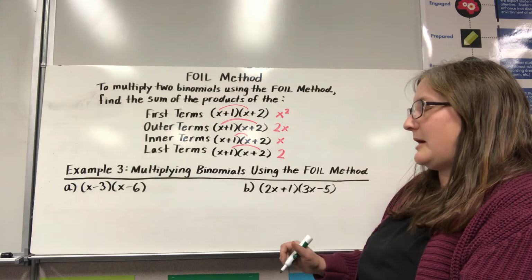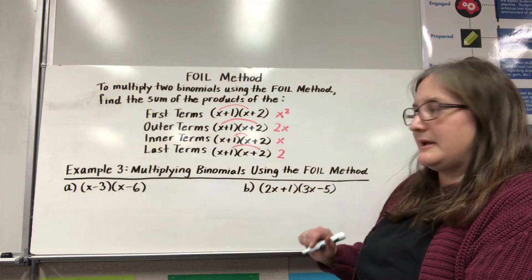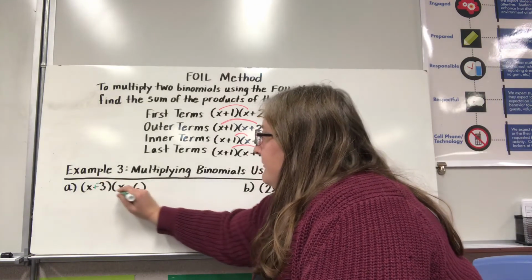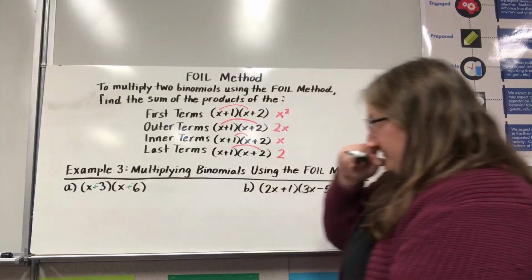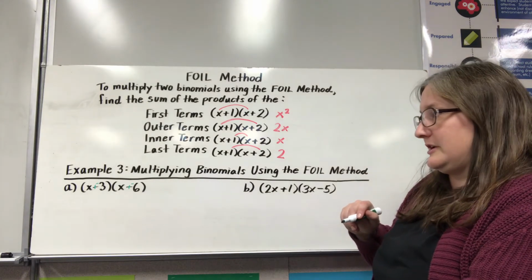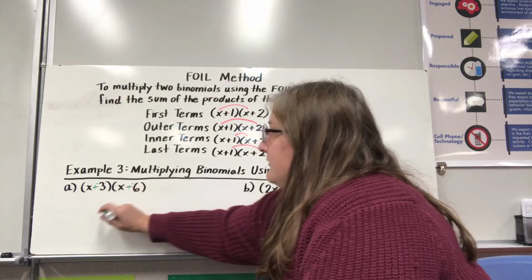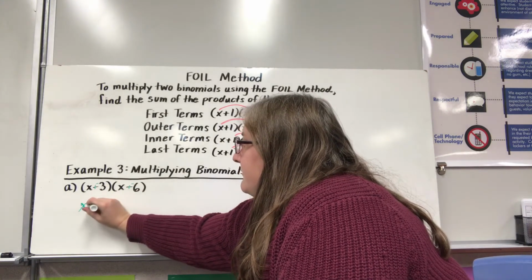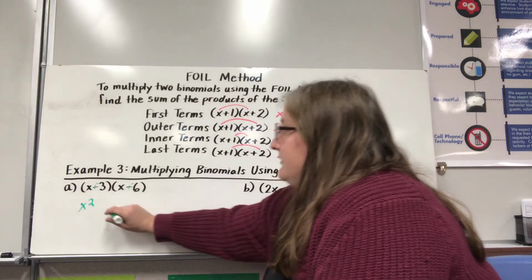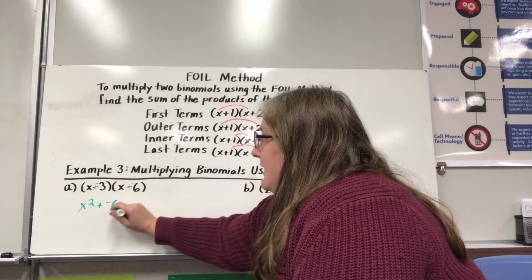So I'm going to take this binomial multiplication problem here, and once again, to make it a little easier for myself, I'm going to make them addition problems. So I'm going to add the opposite. And the first thing I'm going to do is multiply the first terms of each together. So x times x gives me x squared. Then I'm going to do the outer terms. x times negative 6 gives me negative 6x.